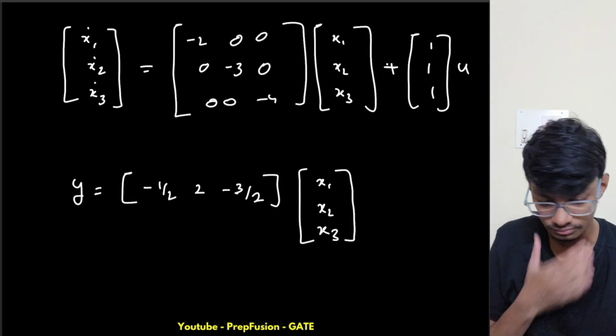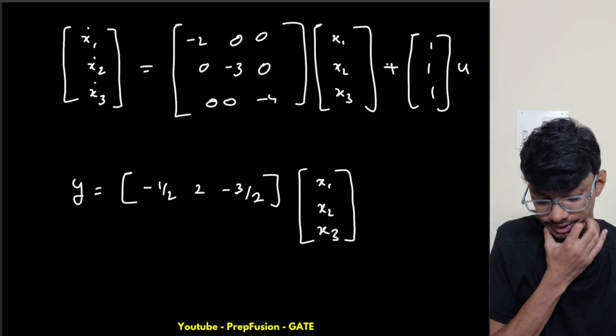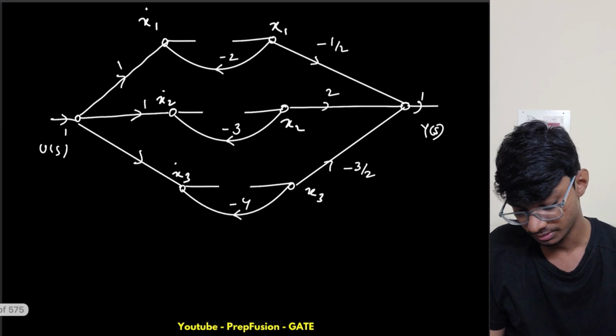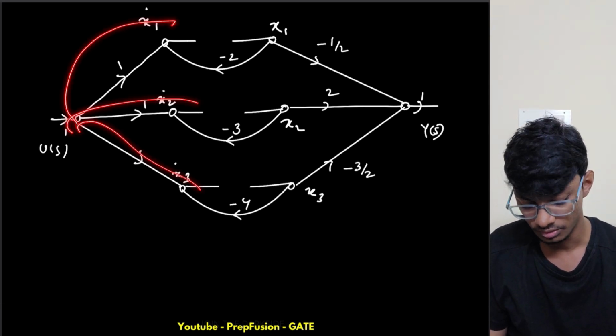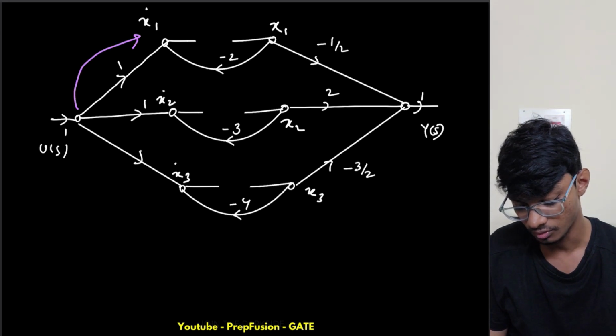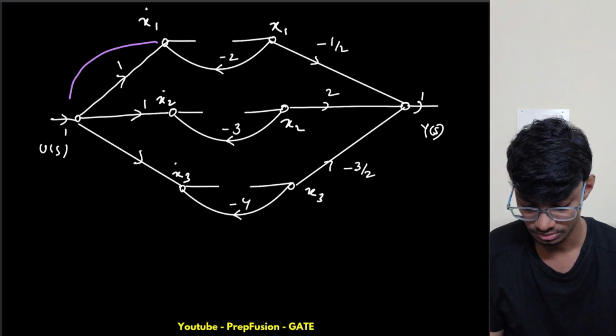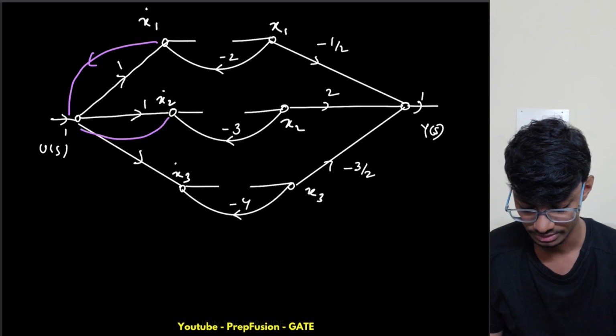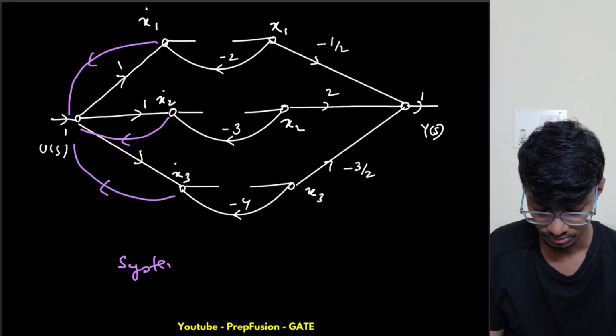Basically, from here also I can see that my input is available to all the states. So this is known as state feedback. I can give state feedback to all of them, right? From these state variables I can get my state feedback to all of them. Hence the system is controllable.